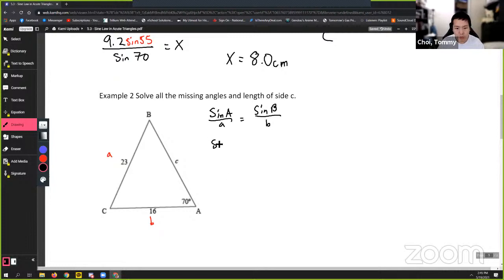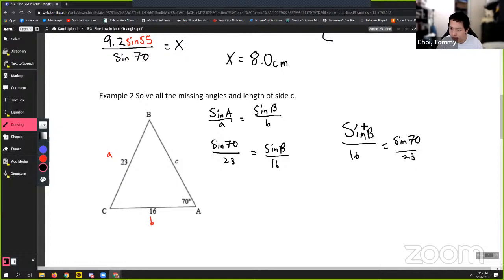When we plug in all the values that we know, we get sine 70 over 23 is equal to sine B over 16. Now, if you don't like having the missing thing on the right, you can just switch the positions of the fractions, that's fine. You can write sine B over 16 is equal to sine 70 over 23. If you like having the missing thing on the left, you can do so. Which side the fraction is on doesn't matter. Just don't flip it or do anything weird with it.